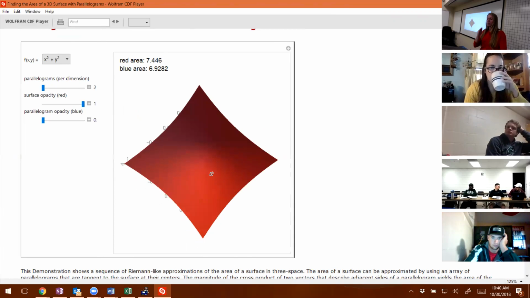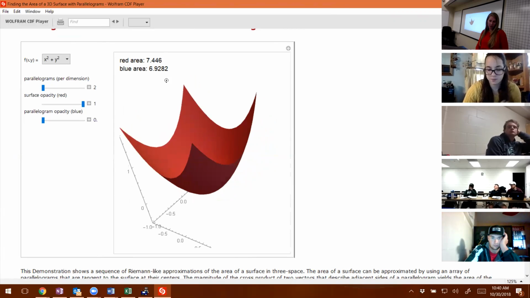Okay, but our region is a square. If we cut this up into a whole bunch of little pieces, we say, okay, well, for this little teeny weeny region, or a square on the region, what's this mapped to on the surface? We're eventually going to have a whole bunch of little parallelograms. And so that's what this is trying to go back and show here.